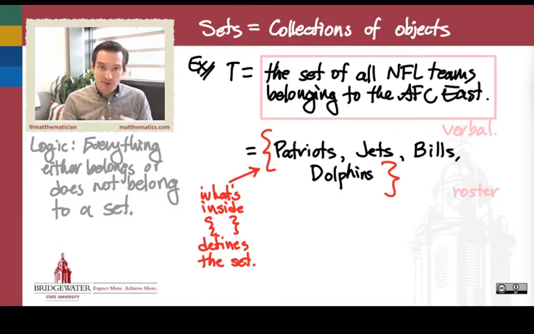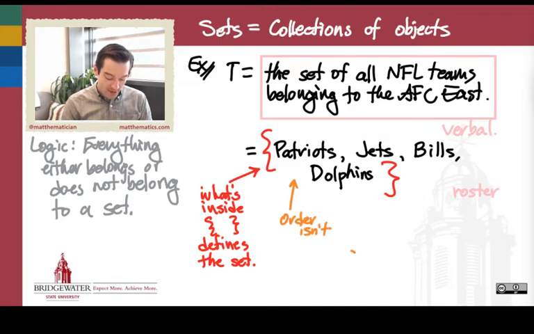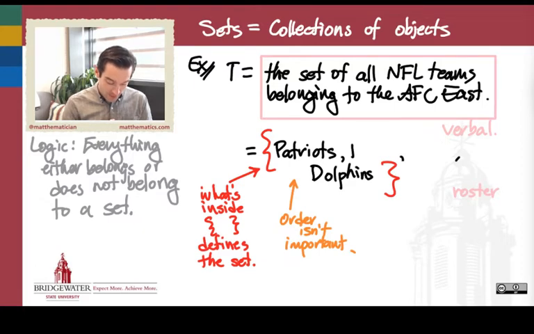But since when I list a roster, I have to choose some way of ordering the elements that I list. One of the agreements that we make in mathematics about sets is that the order in which we list the elements of a set actually doesn't matter to the definition of the set. So order isn't important. So I would have the same set if I listed this roster, Patriots first, and then Jets, and then Bills, and then Dolphins. It would be the same set if I took the Jets and the Bills and I traded places, right? If I decided to put the Bills first, or at least put them before the Jets.